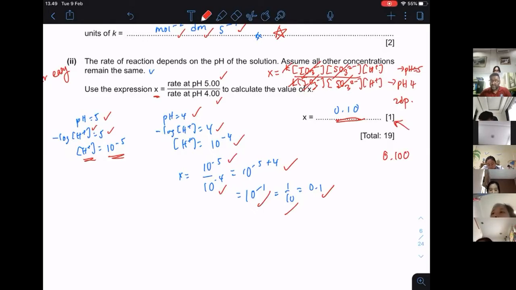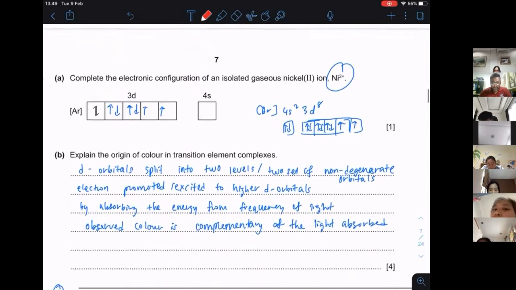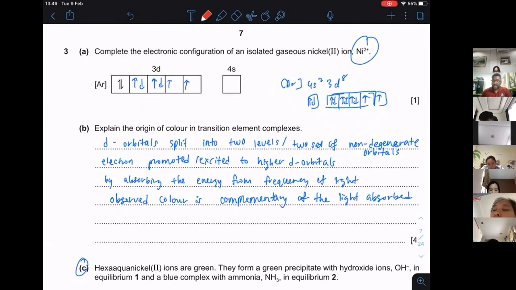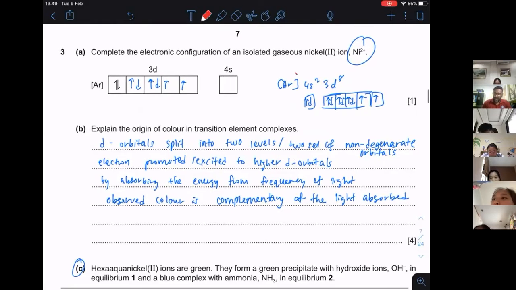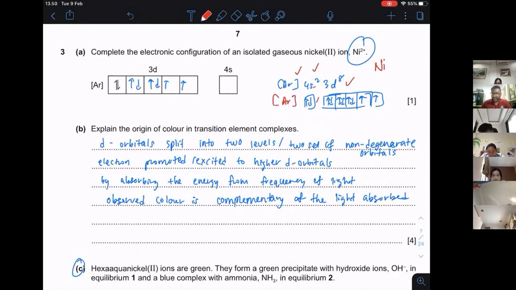Don't overthink it. So the next part is going to be completing the electronic configuration of an isolated gaseous nickel ion. Here, if you look at your periodic table, you will notice that the core is going to be argon, 4s2. This is nickel. So nickel, I will see is 4s2 3d8, position number 8. So I have all this data. Once I have that, I put argon, then I fill in 4s2 and 3d8.